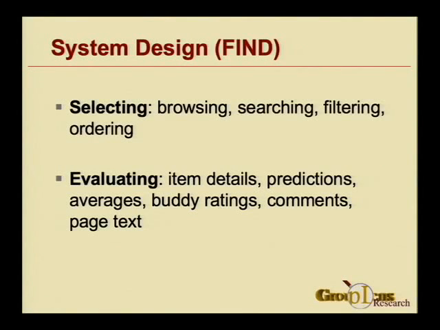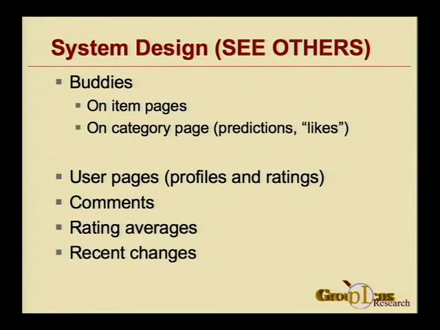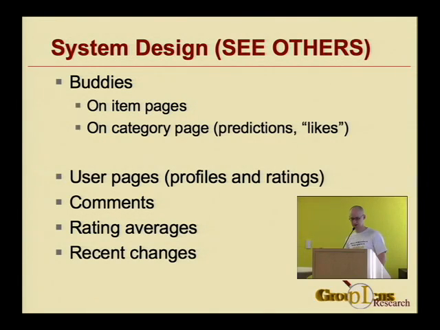Here's some features that support the find principle. You can select a beer by browsing through the system, searching, or visiting the category page that orders by predicted value. Once you've selected a beer that you are more interested in, you can evaluate it by looking at its details, predicted values, average ratings, buddy ratings, and so on. And you can see others. You can see your buddies. You can see their ratings on item detail pages. You can see whether they like things on the category page. And you can see other users. You can see their profiles.